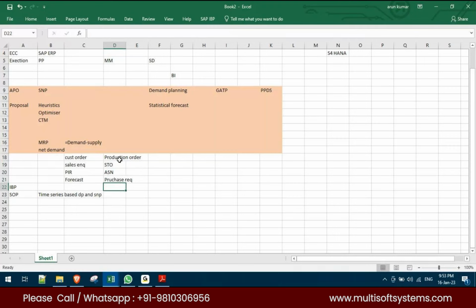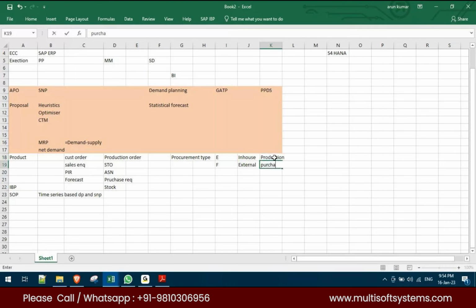Basically, for any product at any location, what are your customer orders? This is a demand element for me, and these are all my supply elements. If I subtract, and my demand is more than my supply, for that net demand I am going to create one of these things based on procurement type, in-house or external. If it is in-house, you create a production order. If it is external, you create a purchase request or purchase order.